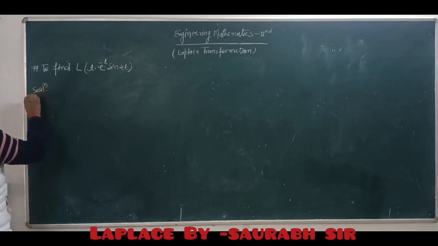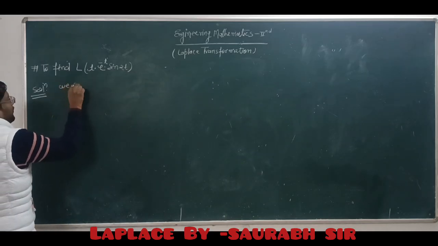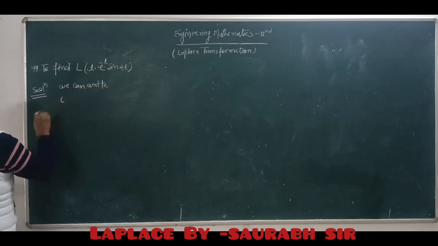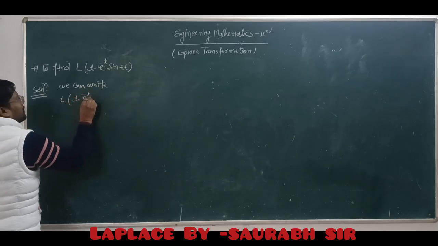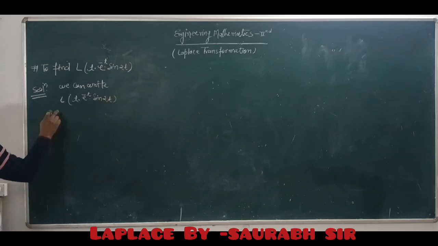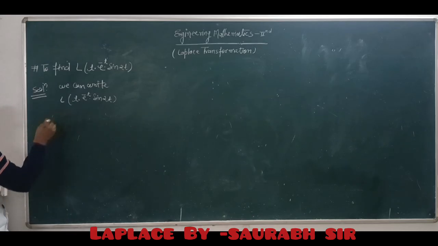Solution of this problem is, first we can write L of t into e to the power minus t into sin 2t. First I have to solve it by a partial of Laplace transformation. Step number first.